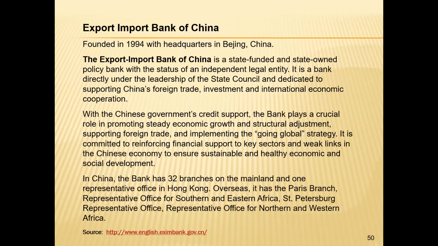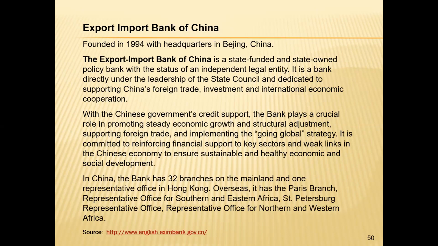And then finally, in China, the bank has 32 branches on the mainland and 1 representative office in Hong Kong. Overseas, it has a branch in Paris, a representative office for Southern and Eastern Africa. In St. Petersburg, they have a representative office, and they have a representative office for Northern and Western Africa.